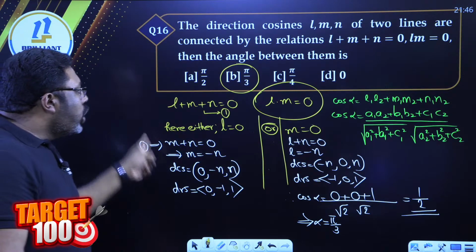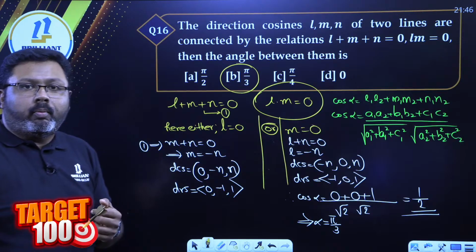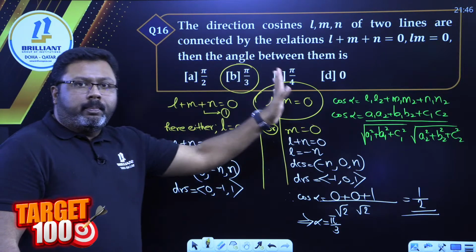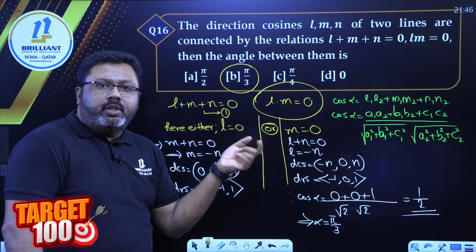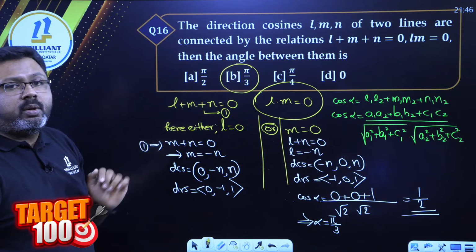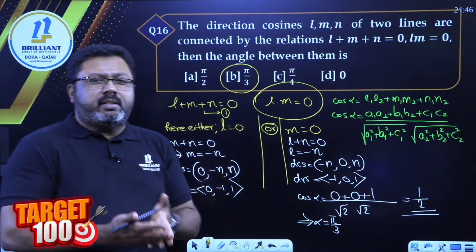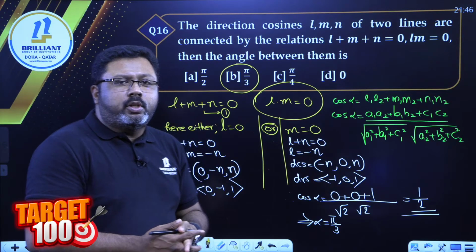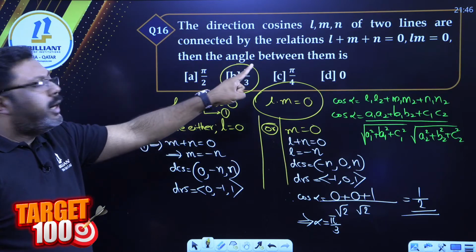B, pi by 3. Look at the different type of question I did now. It's not a normal question, please. They could confuse you with questions like this using direction cosines, going to the extreme level of direction cosine based questions. Other questions are pretty straightforward. They can't disturb you too much with those questions. So please learn this clearly, my dear students.